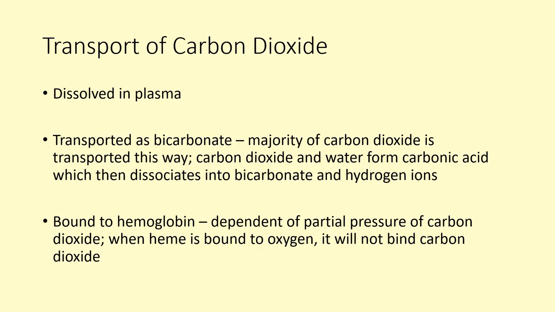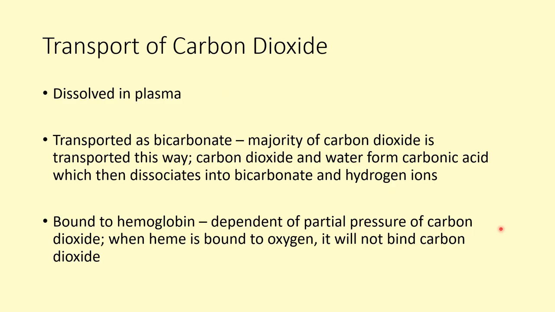For carbon dioxide, there's 3 ways that it's transported, as I said just a little bit ago. It can be dissolved in the plasma. It can be transported as bicarbonate. As I said, that is the way the majority of the CO2 is transported. What happens is that carbon dioxide and water form carbonic acid. Then carbonic acid dissociates into the bicarbonate ion and hydrogen ion.